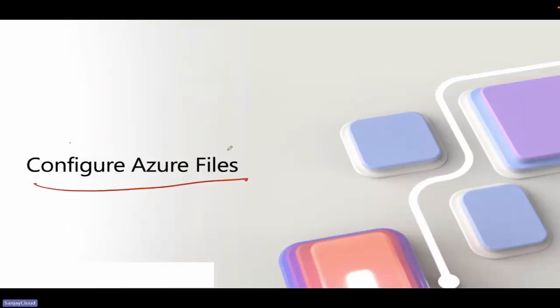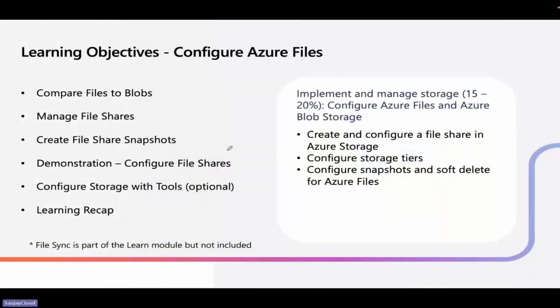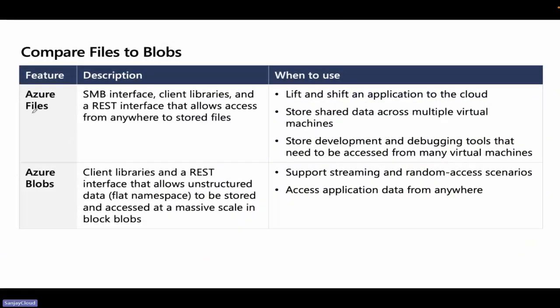Configuring Azure Files. When it comes to the comparison between Azure Files and blobs, which I already explained, let's review once again. Using files, we are going to use the SMB interface. Using blobs, we are going to use REST over HTTP and HTTPS protocol. Client libraries and the REST interface allow access from anywhere to stored files.